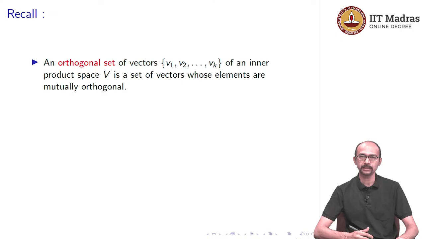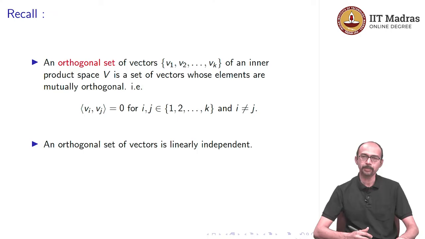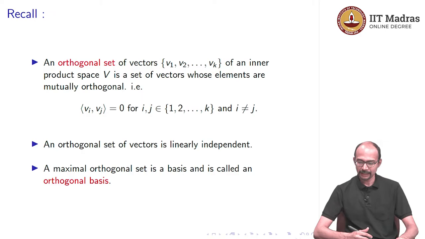We checked in the previous video that an orthogonal set of vectors is linearly independent, and that's why if you take a maximal orthogonal set of vectors, then it's a maximal linearly independent set, and we have seen before that a maximal linearly independent set is a basis. So this is one way of getting a basis for an inner product space. This is somewhat special. If you have an inner product on your vector space, this is a slightly enhanced way of getting a basis. Such a basis was called an orthogonal basis.